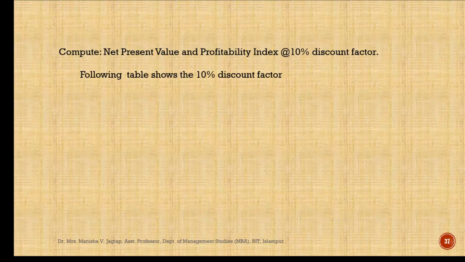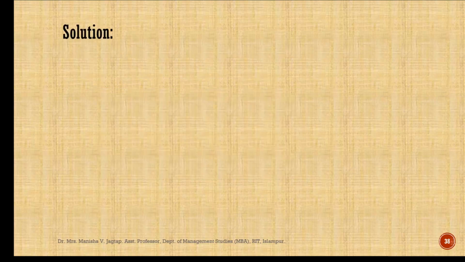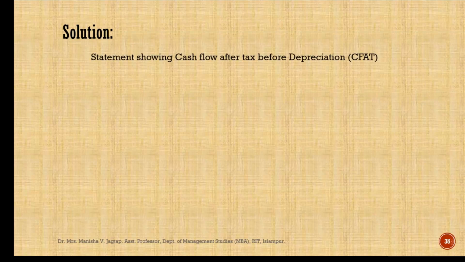The following table shows the 10% discount factor, so there is no need to calculate a discount factor. Let us see how to calculate the net present value of a particular project and then the profitability index. Let us see the solution. Here you are required to calculate cash flow after tax before depreciation.